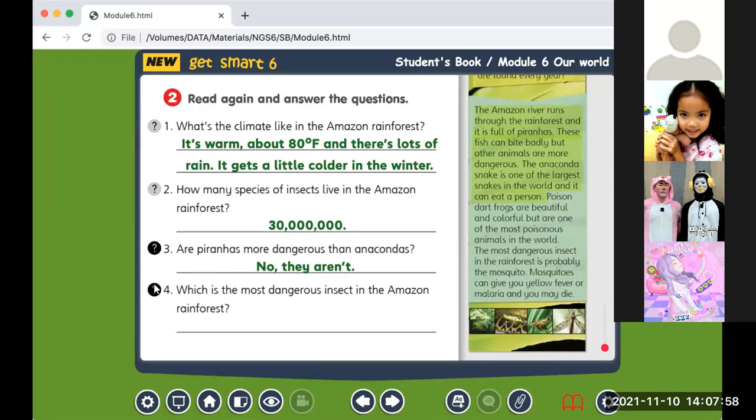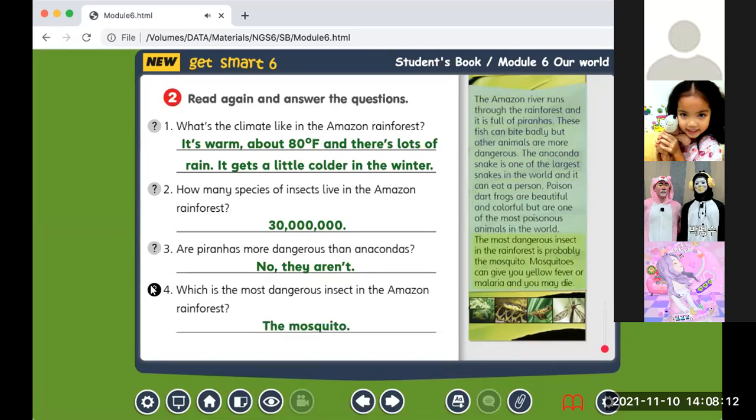Number 4. Which is the most dangerous insect in the Amazon rainforest? Mosquito. Mosquito is correct. The mosquito, right, because it can give you yellow fever or malaria and you may die.